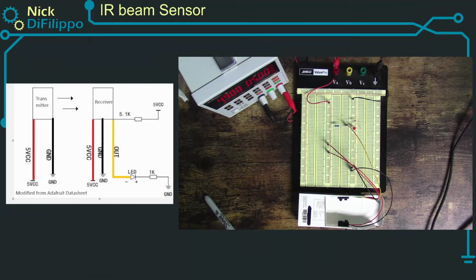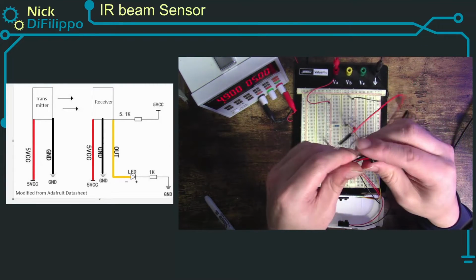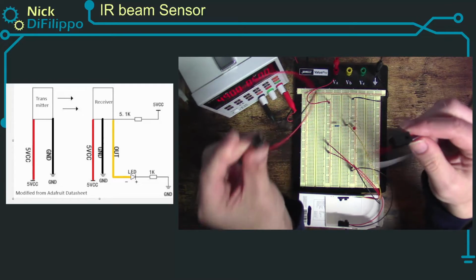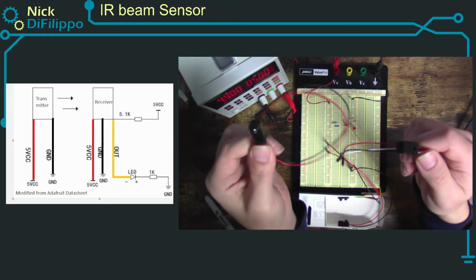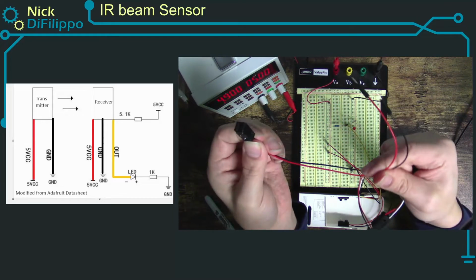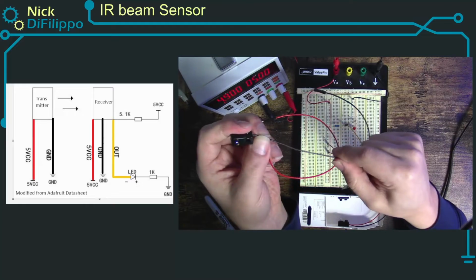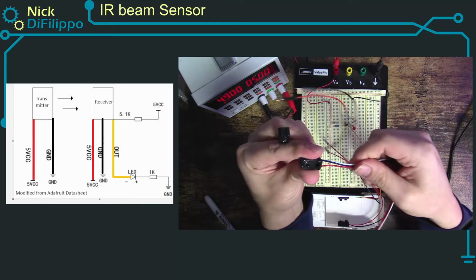A really cool sensor that you can get for just a couple of dollars is this IR beam sensor, and you get it from a site like Adafruit. And what you'll get is two sides of it. One side is the transmitter, and the transmitter is going to have two wires. The red wire is for your power, the black wire is for ground. The other is your receiver.